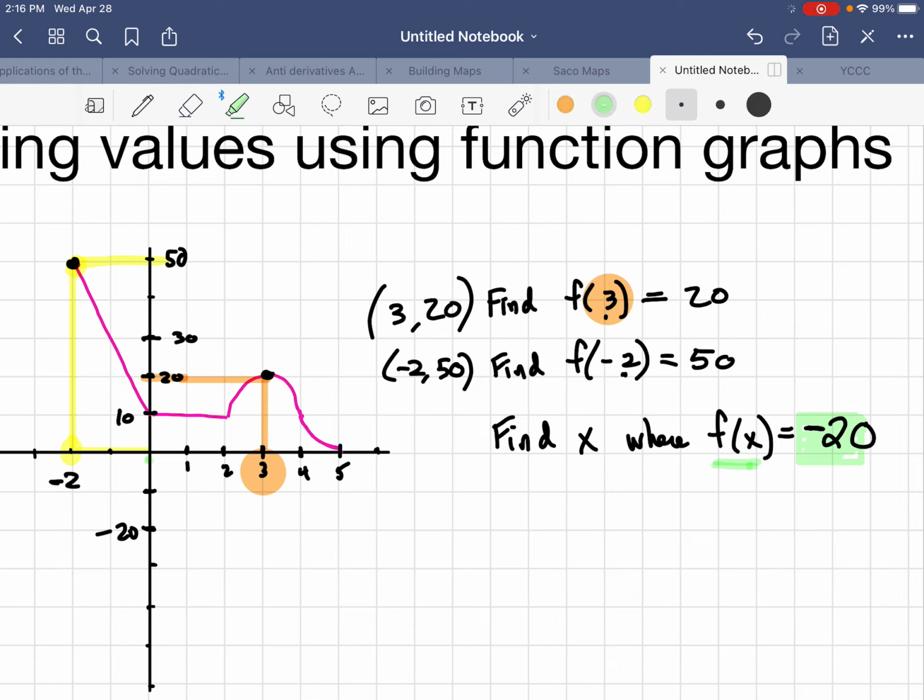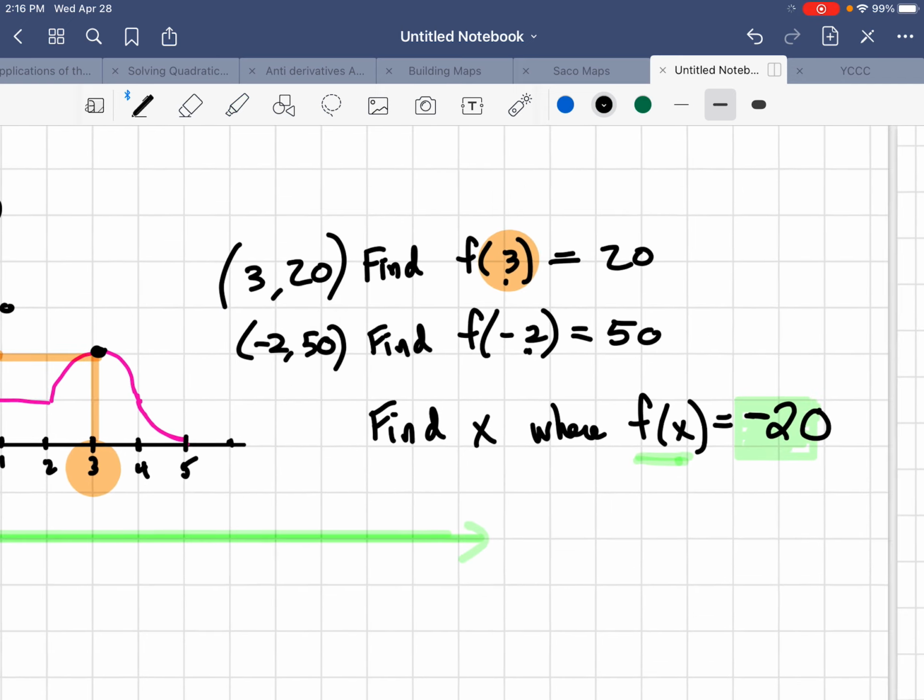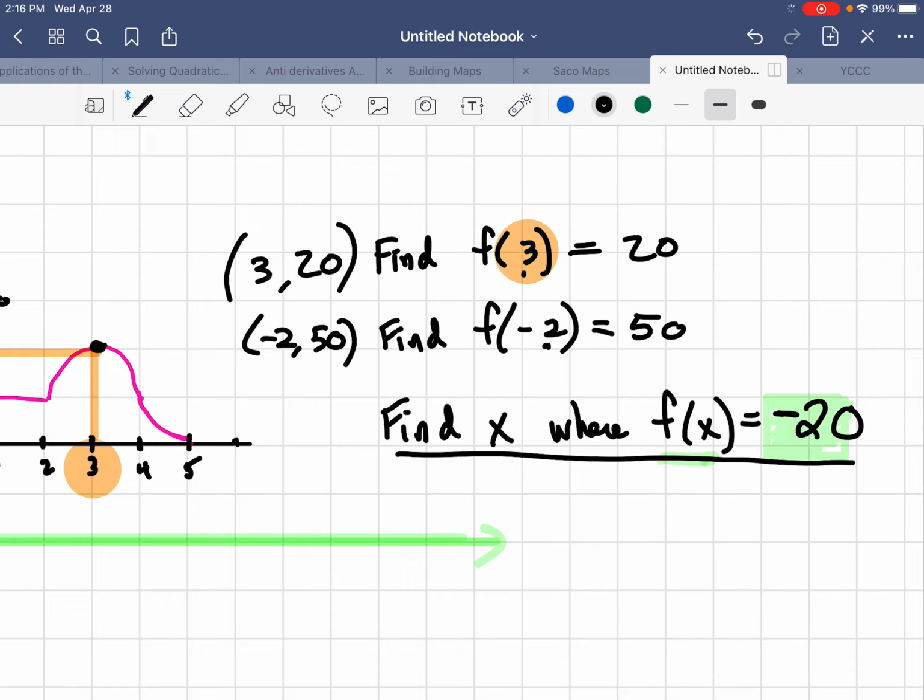I'm going to look left and I'm going to look right. And no matter how far I look, the pink graph never reaches a height of negative 20. So it says find x where f of x is equal to negative 20. There is no solution for that. No solution is a perfectly acceptable answer in some cases.